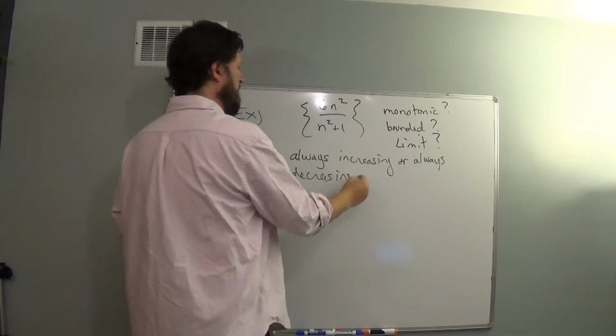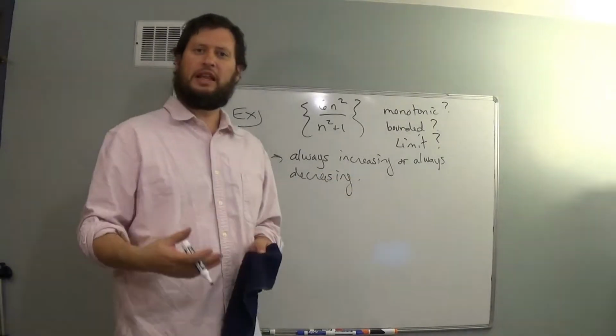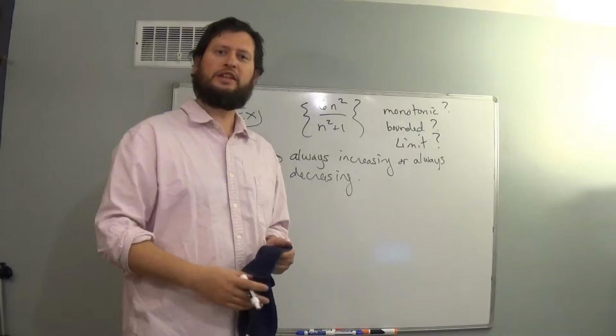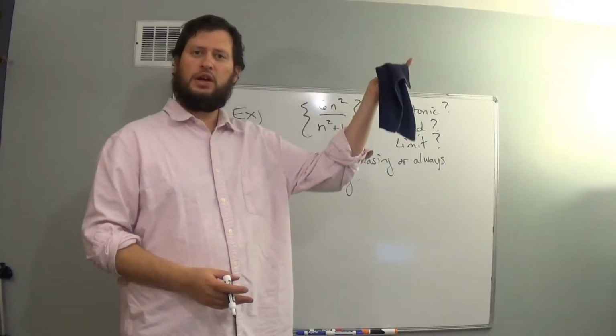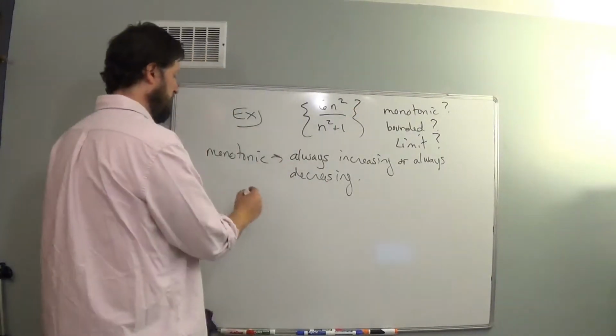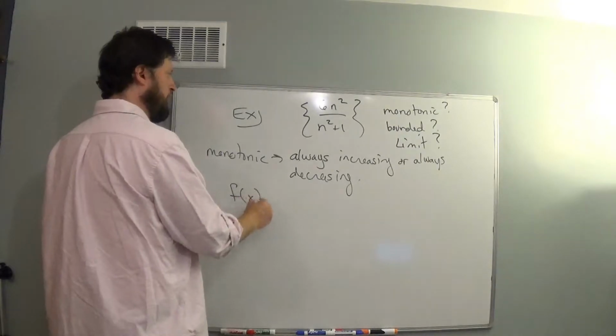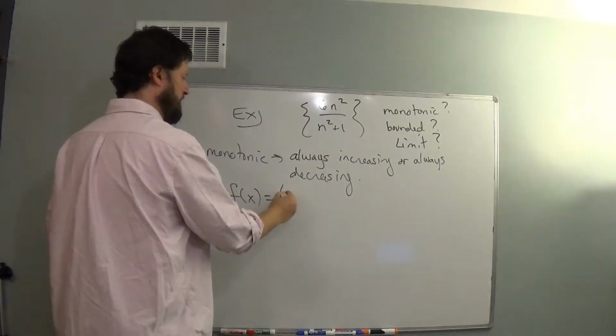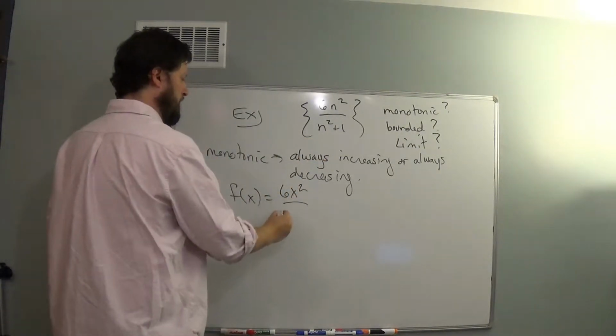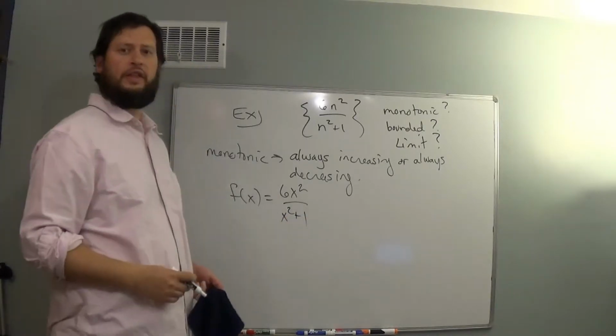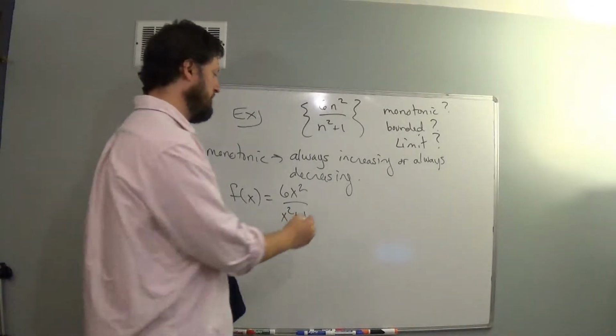So let's look at that. What does that mean? That would mean that if I had a function, its slope would always be positive or its slope would always be negative. So the way that we're going to do that is turn this into a function, 6x squared over x squared plus 1, and then ask about its slope.